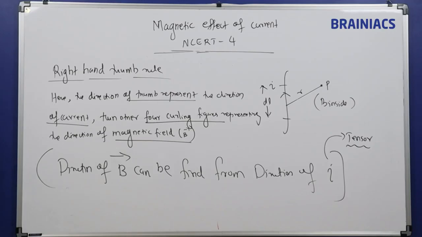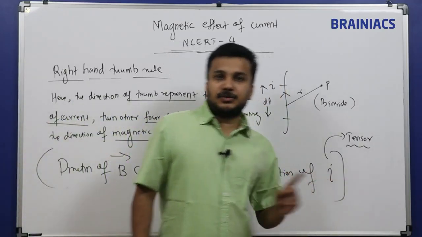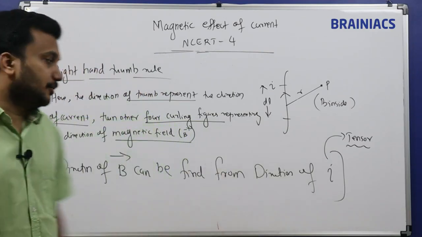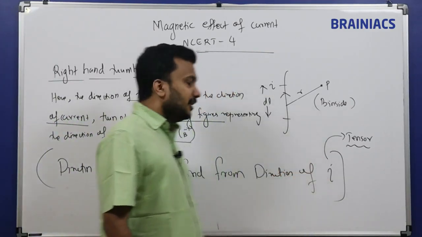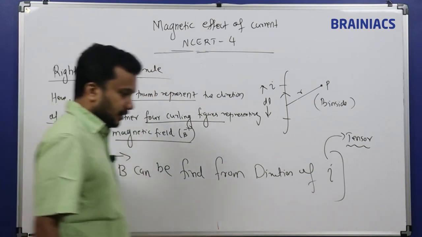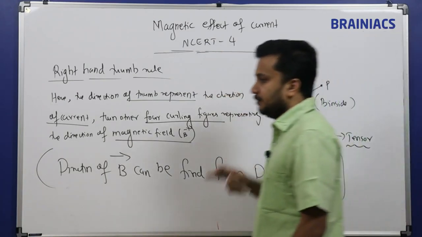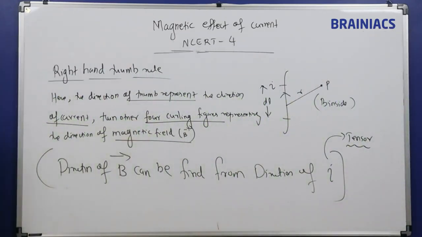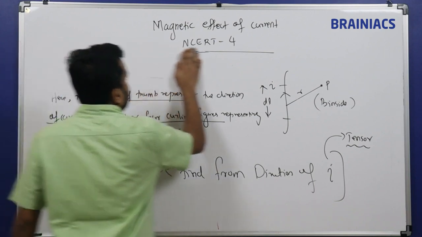But at the moment, for your case, it's not obeying all the rules of a vector, so it is considered a scalar quantity. That's why I have not put an arrow mark on top of I, but I have placed an arrow mark on top of B, because B is a purely vector quantity. So the direction of B from the direction of current can be found using the right hand thumb rule. Hope these two concepts are clear. We'll move ahead.